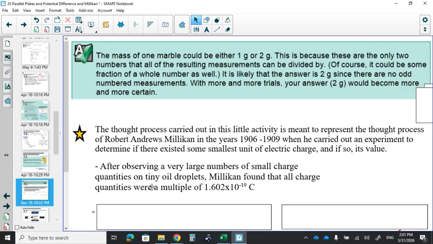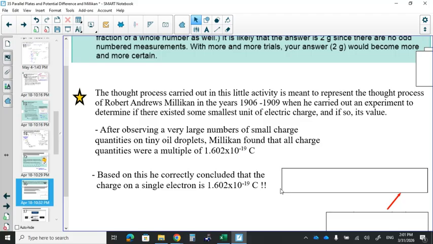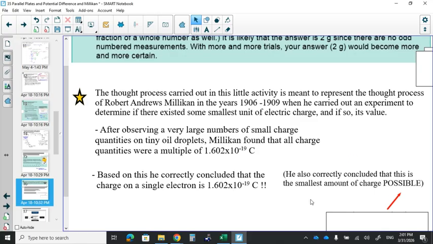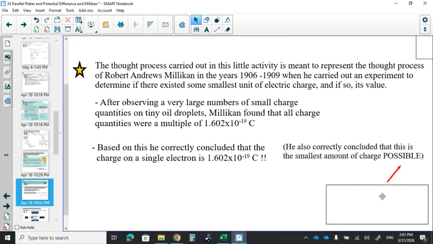Millikan found that all the charged quantities were a multiple of 1.602 times 10 to the negative 19, which, of course, with the advantage of modern education, modern society, you're just taught this, but this is how it was discovered, right? And so based on this, he correctly concluded that the charge on a single electron is that value. And he also correctly concluded that that's the smallest amount of charge possible.